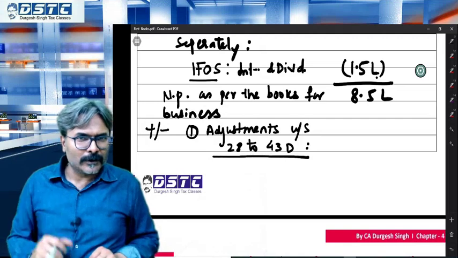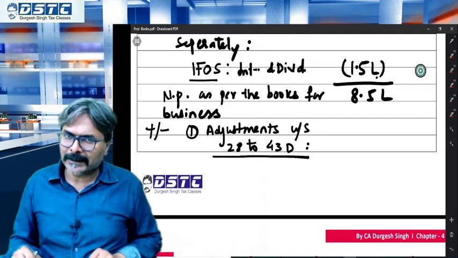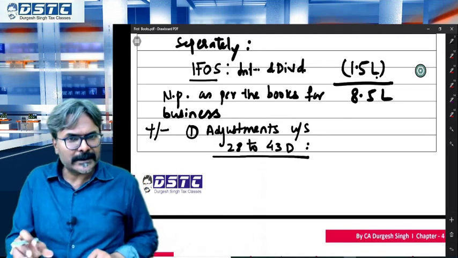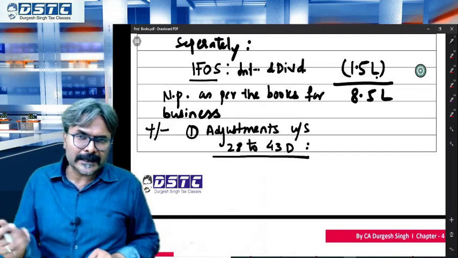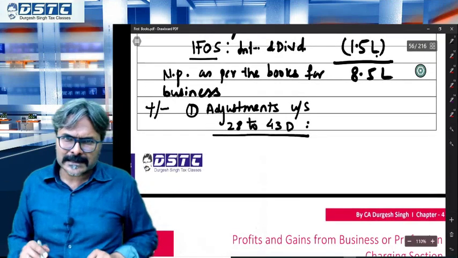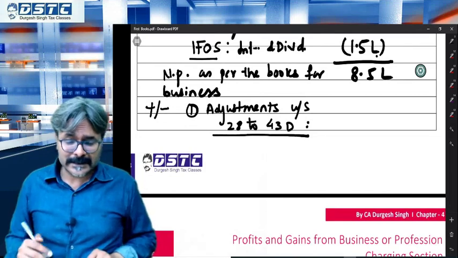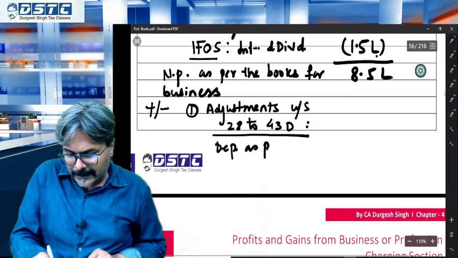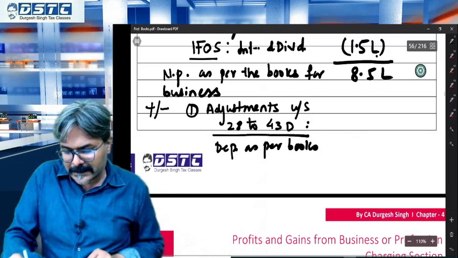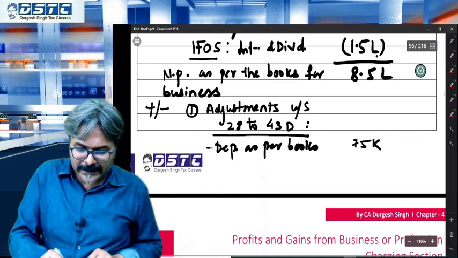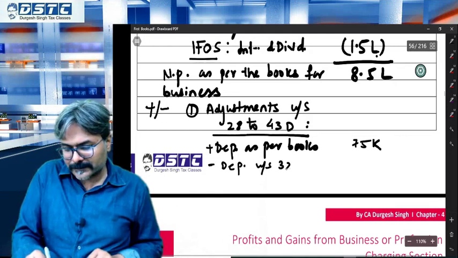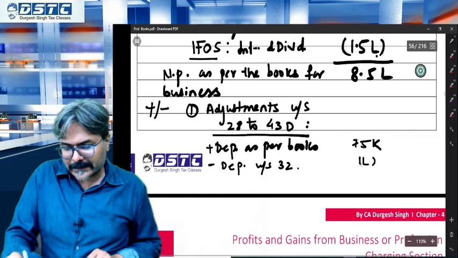Thereafter, from 45 the head capital gains begins, and from 56 the head IFOS begins. So this is the range of the provisions under the head PGBP. Which is the adjustment, by the way, in this case study? We all know, we add depreciation as per books. How much is that? 75,000. So add depreciation as per books and less depreciation under section 32. How much is that? 1 lakh.